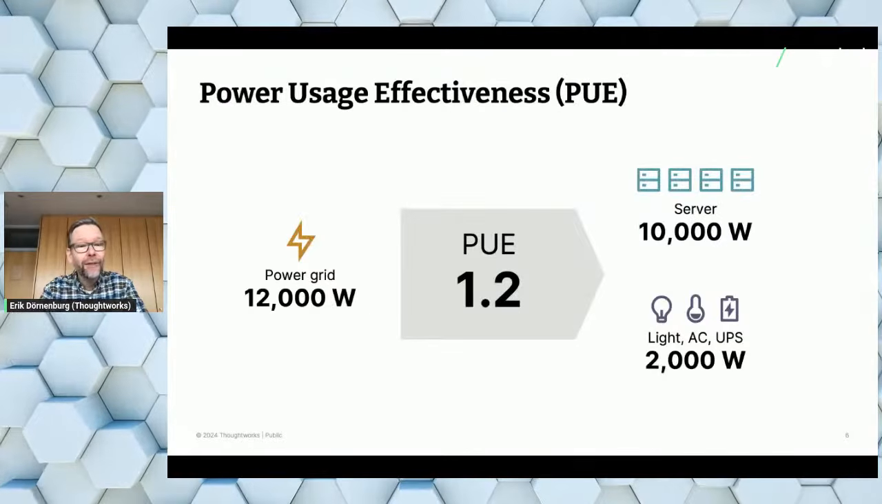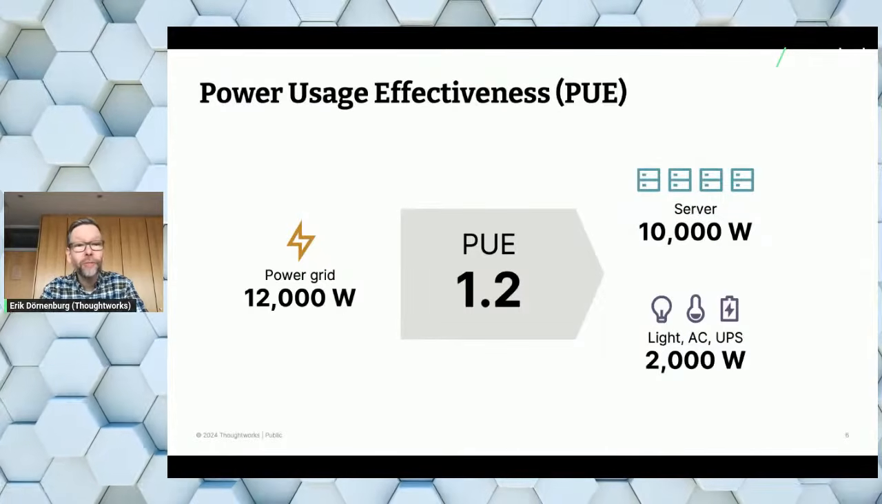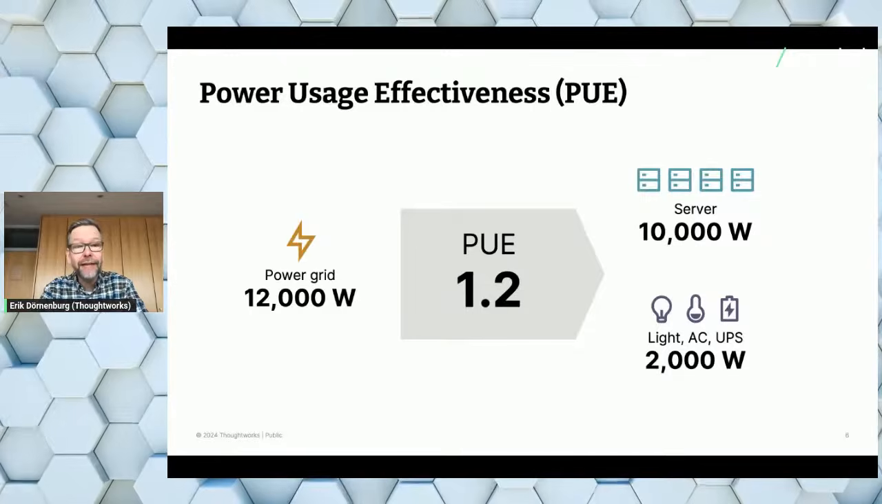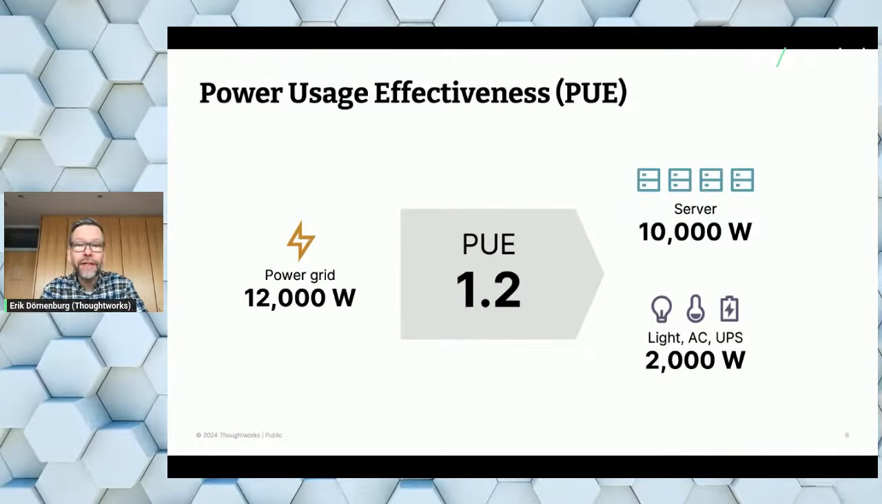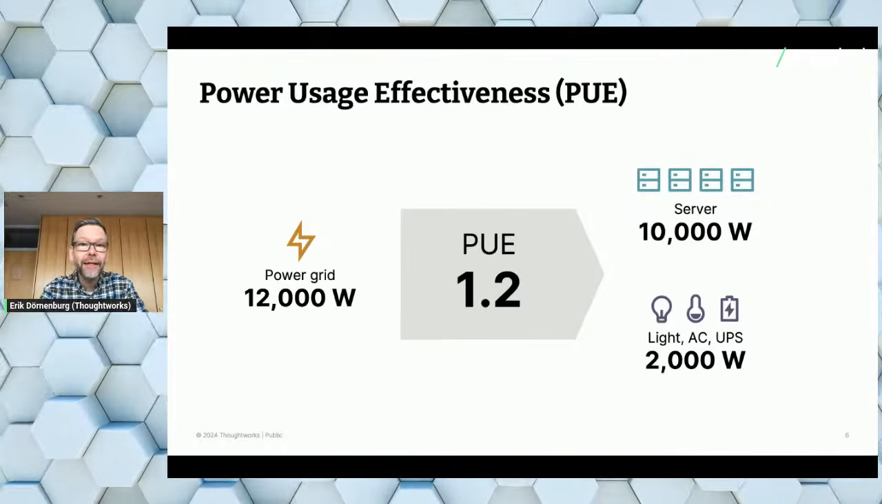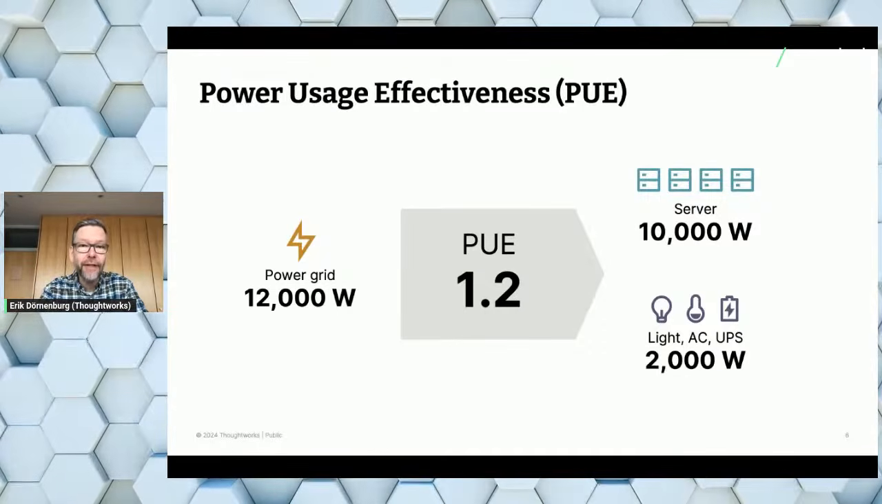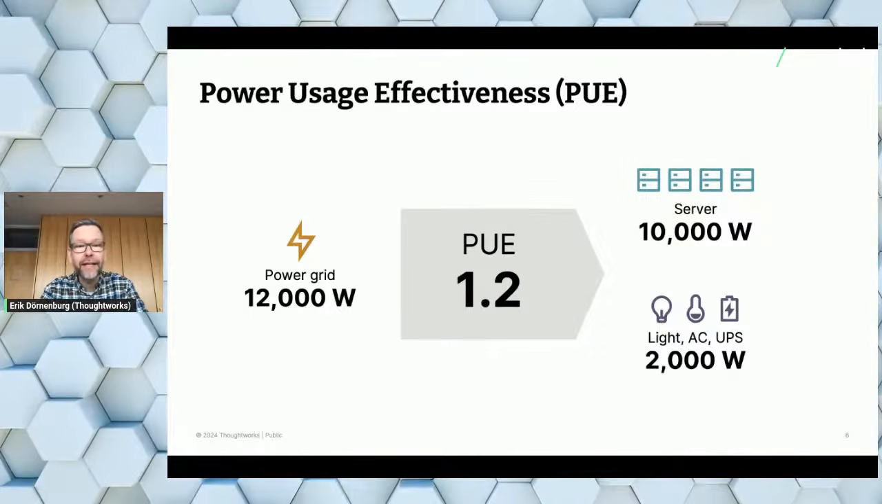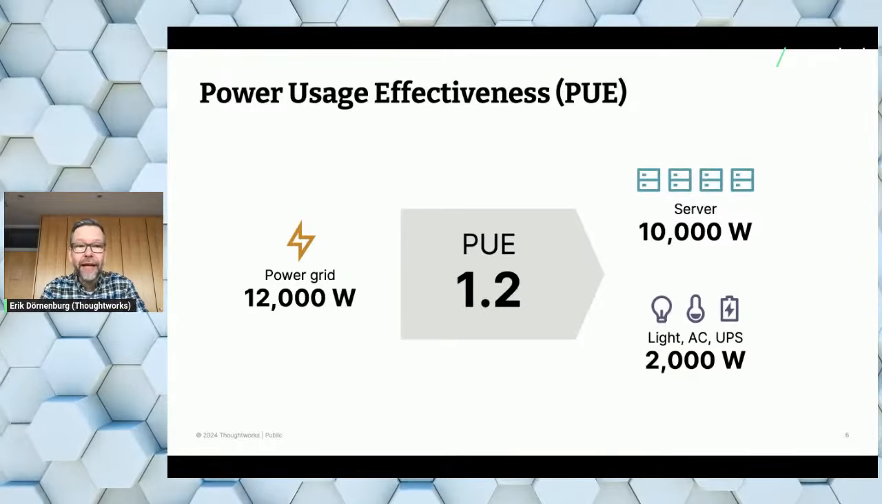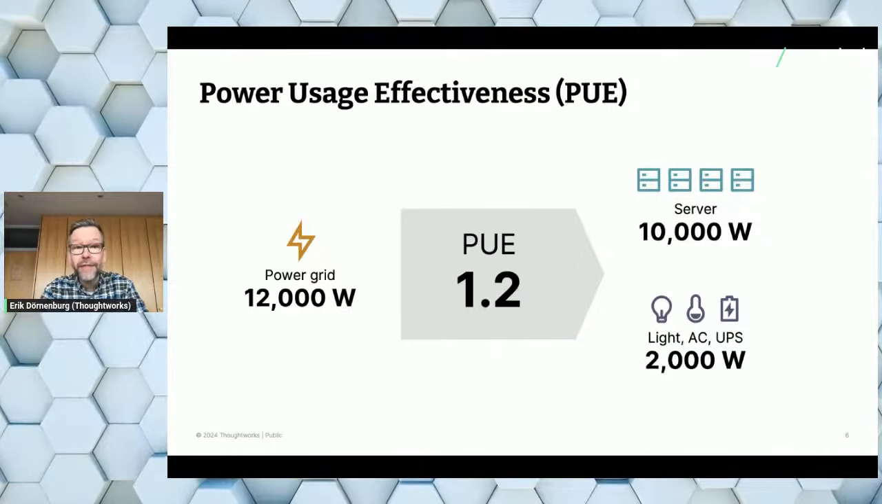What is also important, though, as a concept is the so-called power usage effectiveness. And this is accounting for all the electricity that is being used in a data center that isn't consumed by the servers directly, but by auxiliary systems like light, AC, UPS, and so on. And it is calculated in the way I'm showing on the slide here.